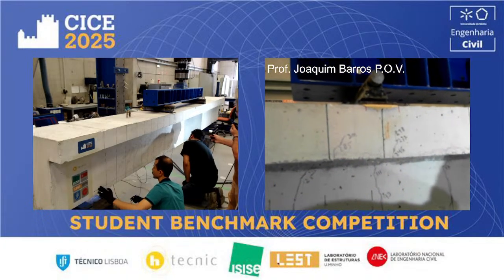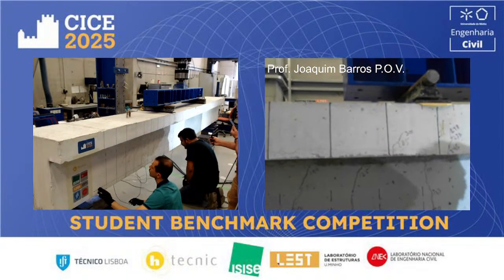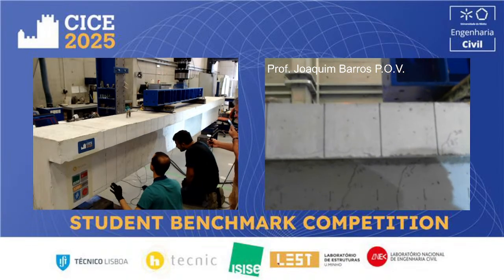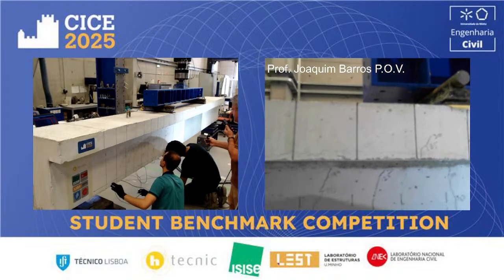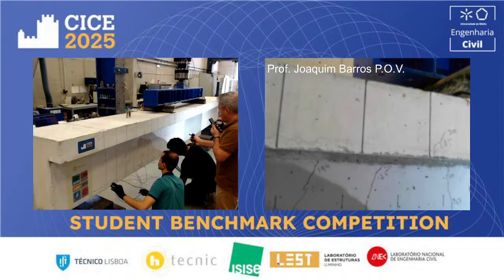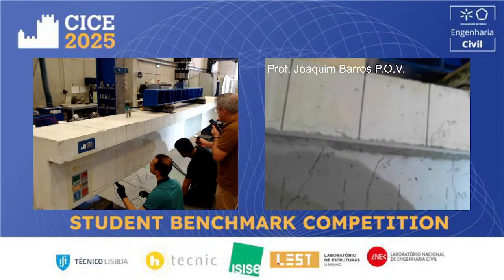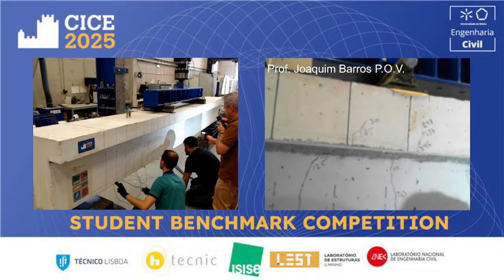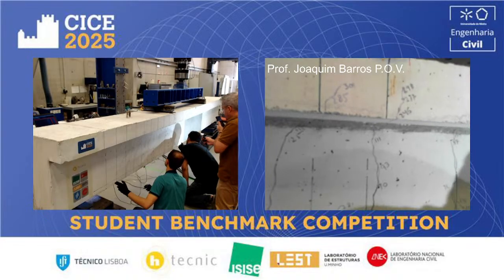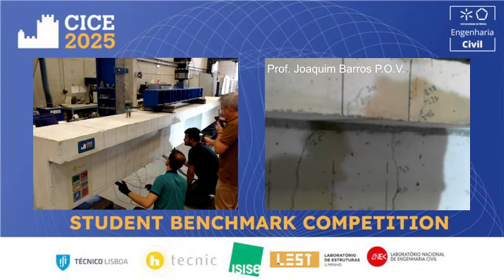Now we are using another color for the markers because the previous ones are not working properly anymore. We are using blue now, 305 kilonewtons. So these are new secondary cracks.